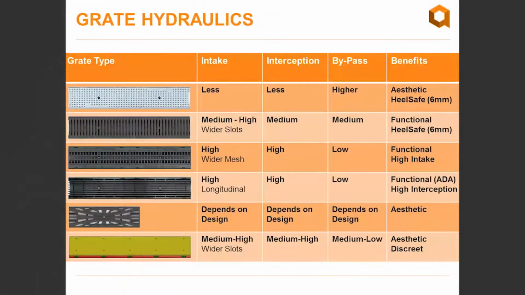Longitudinal has also a high intake and high interception, so low bypass. And this can be functional for ADA, and with a high interception, on the hydraulics, very good. Then we can also supply custom design grates, but of course the intake and the interception will depend on the design. But the main benefit is the aesthetic in that case. Slot grate, the intake will be medium to high, and this will depend on the opening of the slot. The interception will be medium to high, and the main benefit is it's aesthetic and discreet.